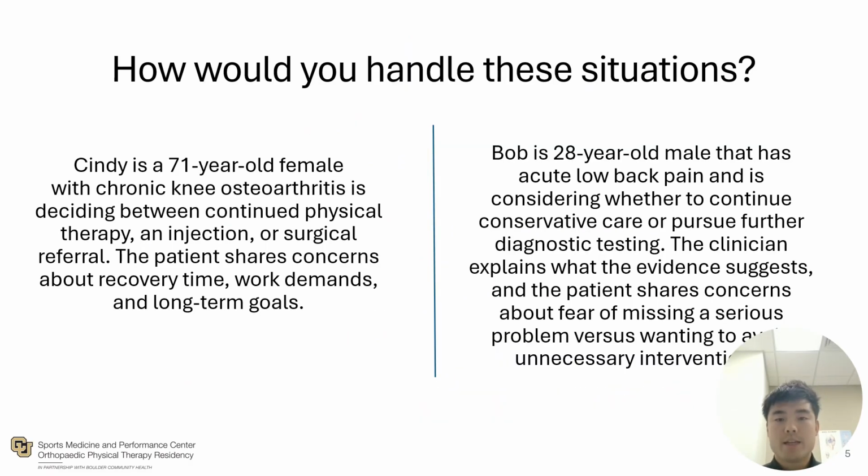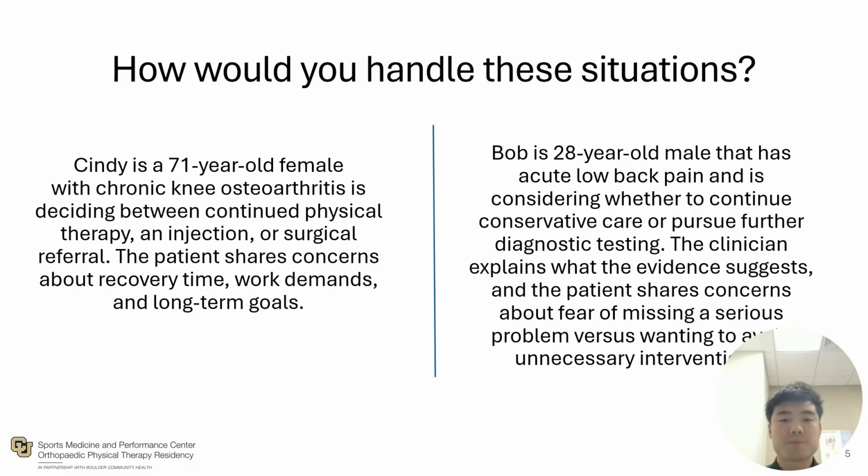I put this slide in to be more thought-provoking and kind of help set the stage for this lecture. So how would you handle these situations? On the first situation here on the left, we have Cindy, who is a 71-year-old female with chronic knee OA and is deciding between continuing physical therapy, going with an injection, or having a surgical consult. The patient shares her concerns about recovery time, work demands, and long-term goals. How would you handle this situation?